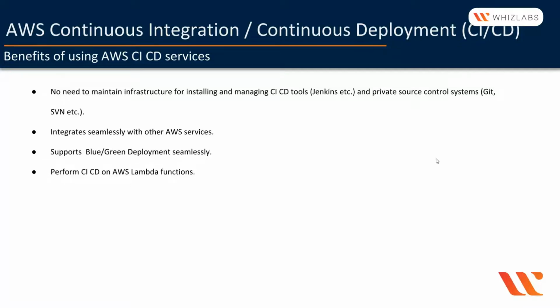Well, the first one is these are AWS managed services and we as customers no need to manage infrastructure to install and maintain CI/CD tools such as Jenkins, and private source control systems such as Git or SVN, etc. And these services seamlessly integrate with other AWS services such as Elastic Beanstalk, EC2, Lambdas to deploy your code. And these services also support blue-green deployments seamlessly.